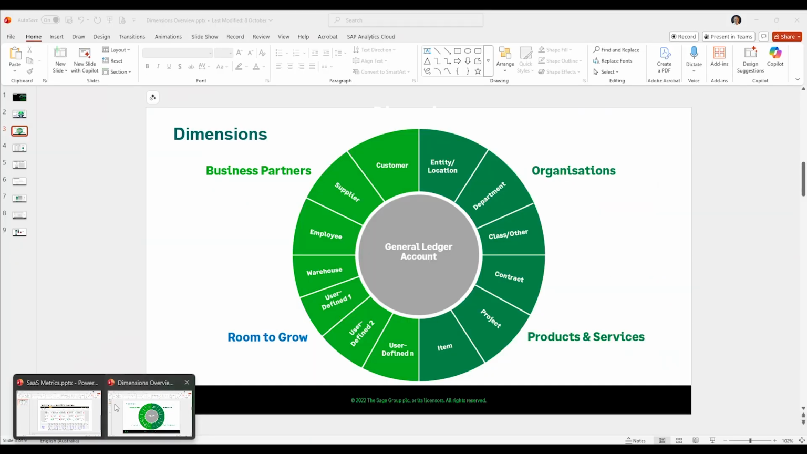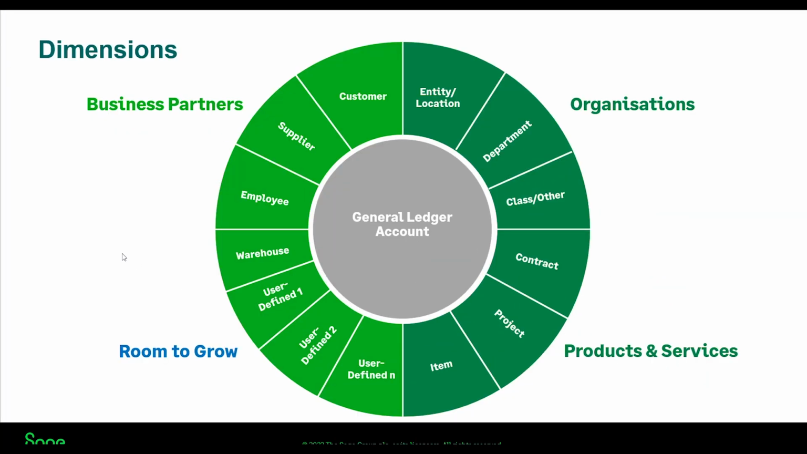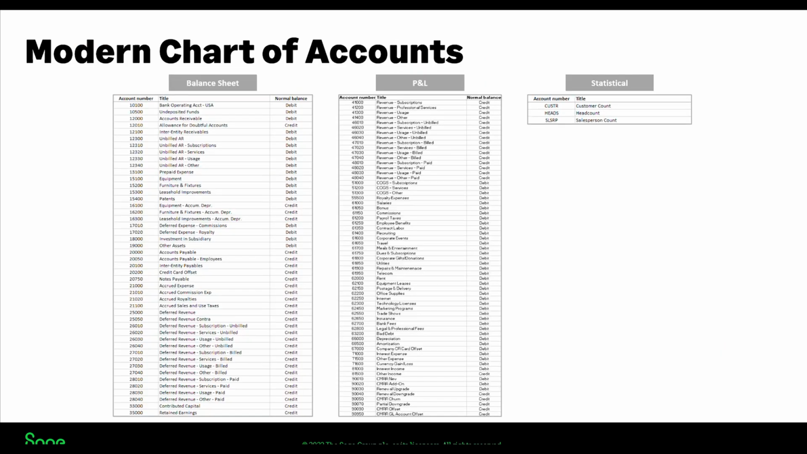I'm doing that by having a look at the dimensions that exist within Sage Intacct. So within Sage Intacct, you have your entity or location, you have departments, class, which is what we call a catch-all. In this case, you have your contracts, you might have your customer, your supplier, your employee, and you can have user-defined fields. What that does is as you use it, you can have a very straightforward chart of accounts.